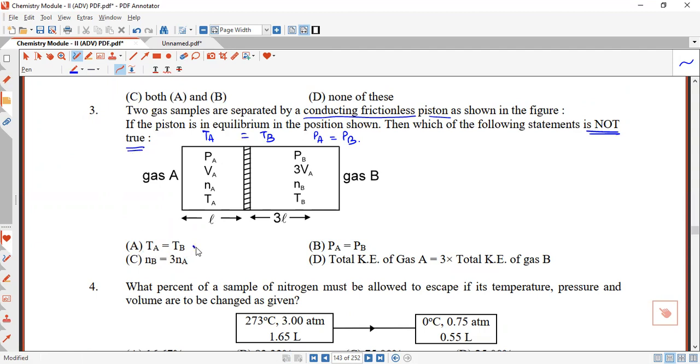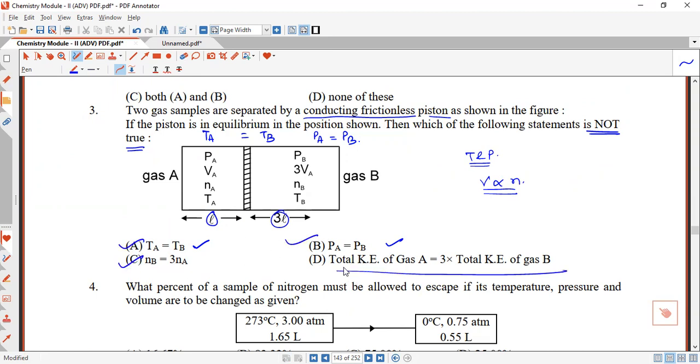Okay, TA is equal to TB, correct. PA is equal to PB, this is also correct. NB equals 3 NA, so we have to see. It is saying L and it is saying 3L, right? So they have also said that the volume here is 3 times. So if temperature and pressure are both the same, the volume is proportional to the number of moles. So if the volume is 3 times, then the moles are also going to be 3 times. It is also correct. So all these options are correct.